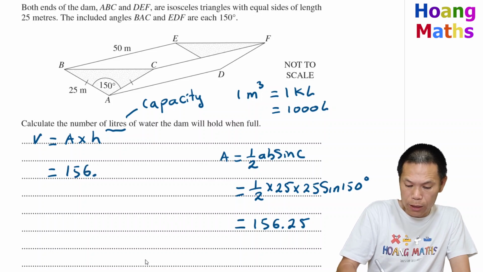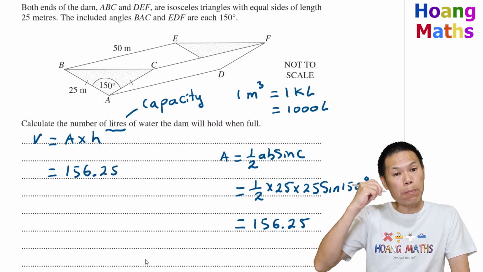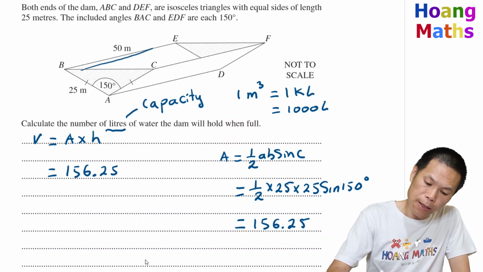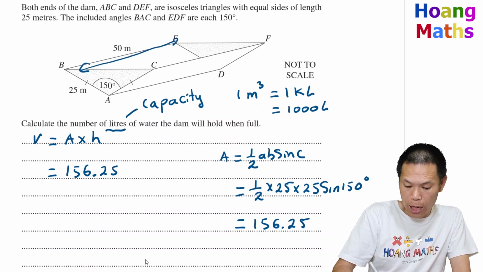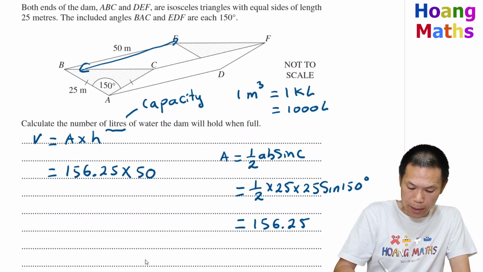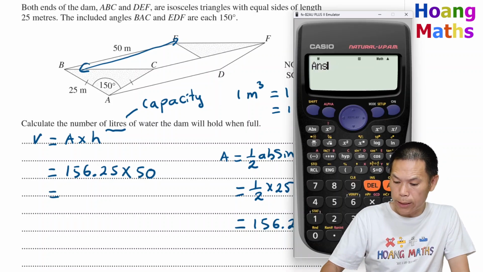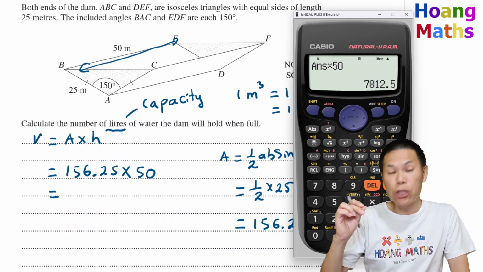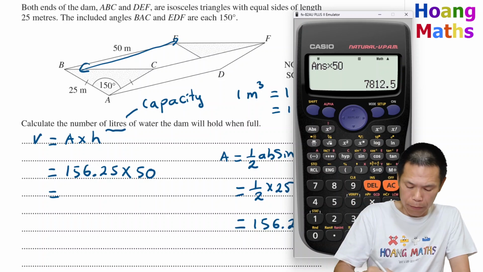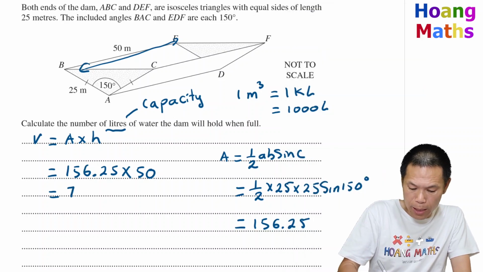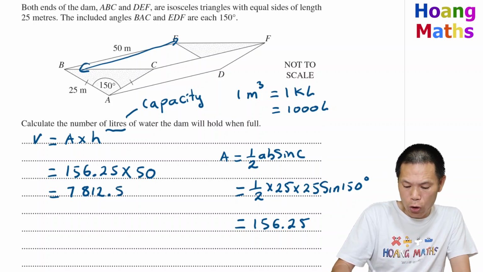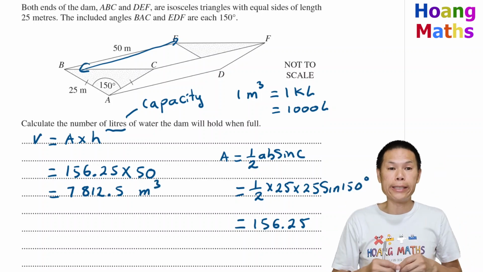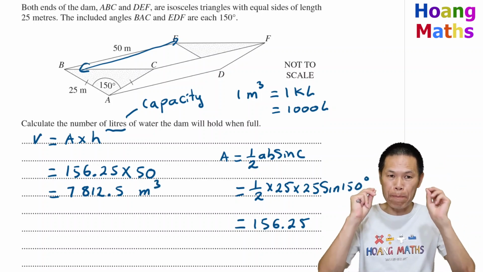So the volume is area times height. The area is 156.25, and we need to multiply by the perpendicular height, so times 50. So just go answer times 50, and there you go, 7,812.5. And don't forget it's volume, so in cubic meters. That is the volume, but we need to work out the capacity.